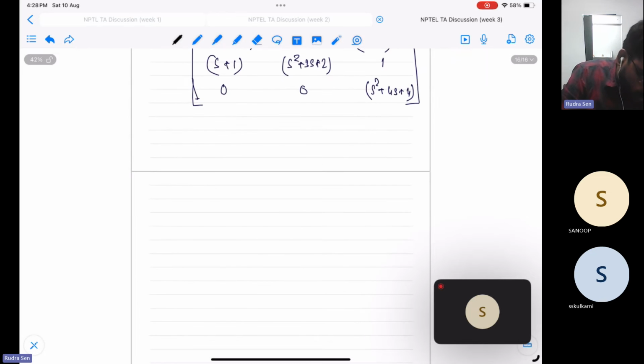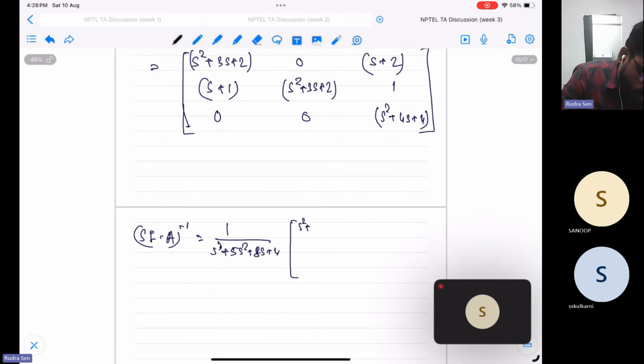So, therefore, sI minus A inverse is basically 1 by s cube plus 5s square plus 8s plus 4 into this: s square plus 3s plus 2, s square plus 3s plus 2, s square plus 4s plus 4. Here s plus 1. This is 0, 0, 1, 0, s plus 2.